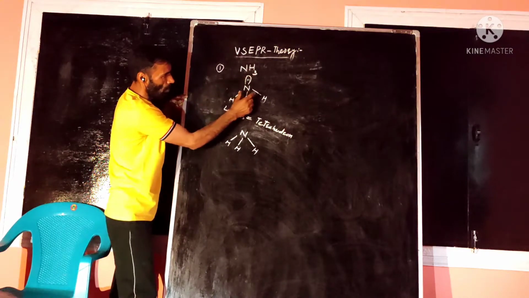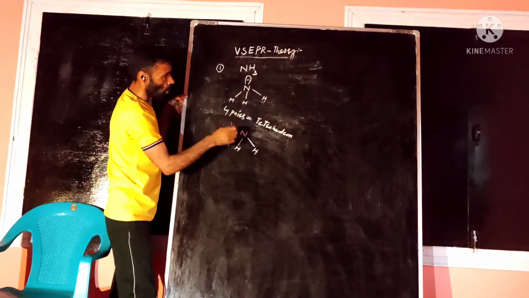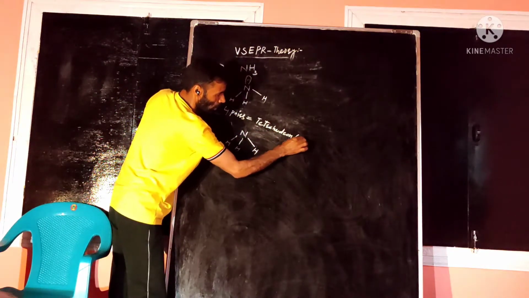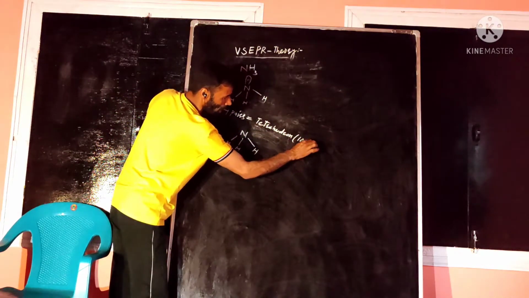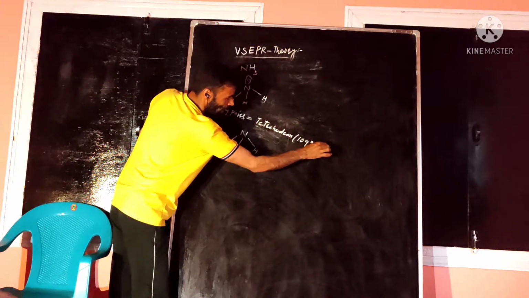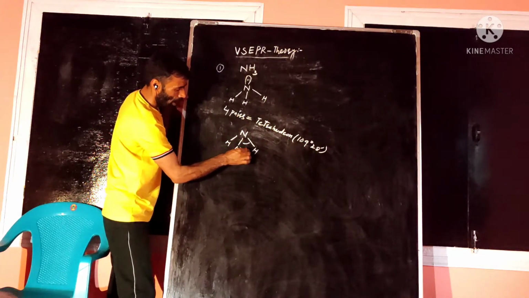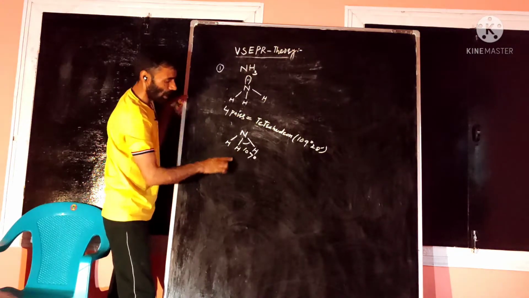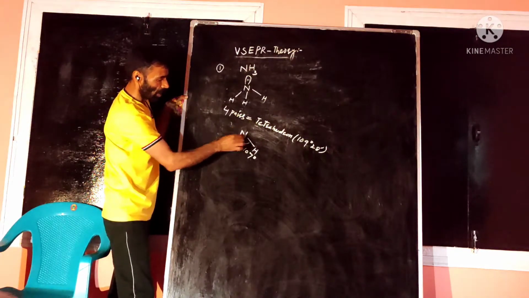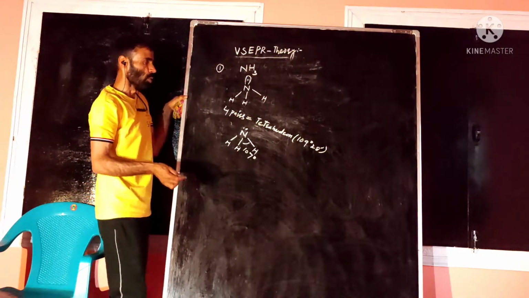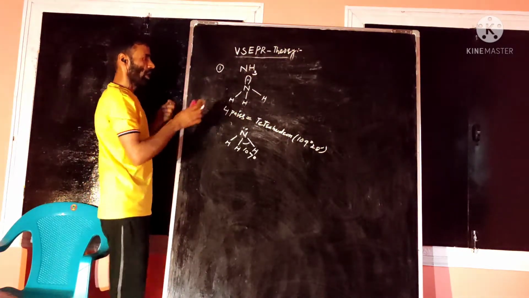This lone pair will push these electrons closer, so the tetrahedral bond angle, which was equal to 109 degree 28 minutes, will get reduced. Within this molecule, the bond angle is 107 degree, and the geometry of this molecule we call pyramidal. So ammonia is pyramidal in shape.